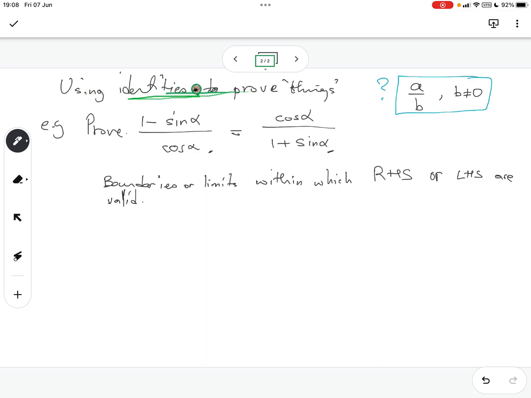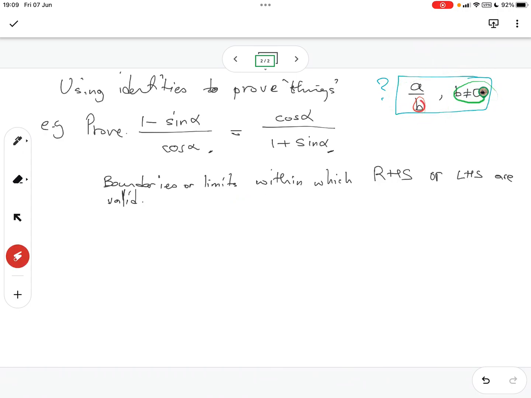The next one is this. I'll just use a laser pointer. When we use identities, we can use them to prove things. One of the examples we're given is to prove that 1 minus sine alpha over cos alpha equals cos alpha over 1 plus sine alpha. So we must prove that left hand side equals right hand side. But we must start off first by identifying boundaries. What are these boundaries, one may ask. What are these limits?